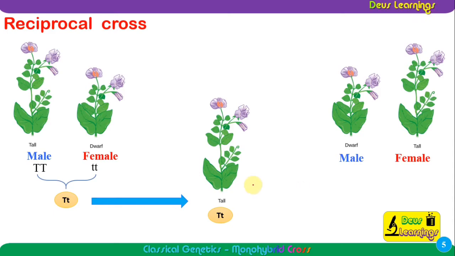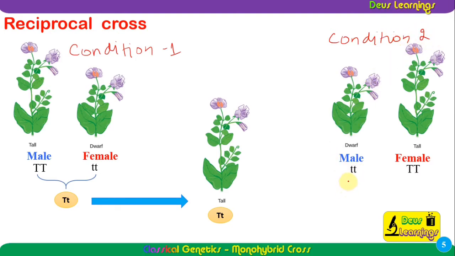So in condition 1, we got a tall plant, right? So what about condition 2? Here also we are going to get the same, yes, the same heterozygous dominant individual, right? So this kind of cross in which you change the gender with the genotype, we call a reciprocal cross.